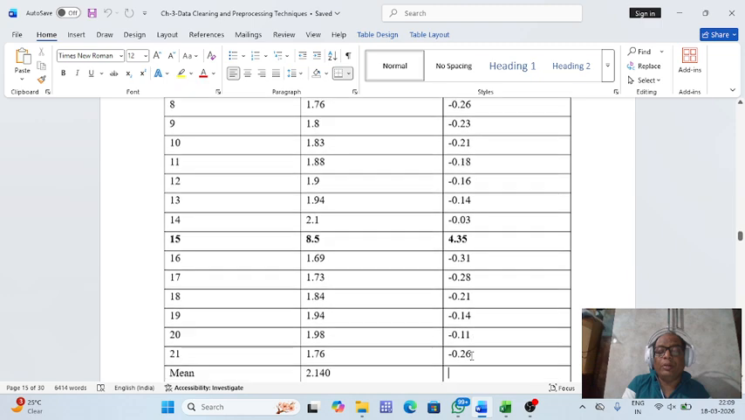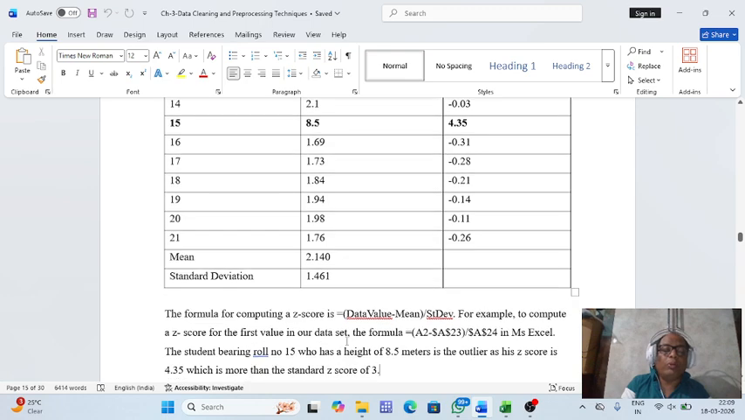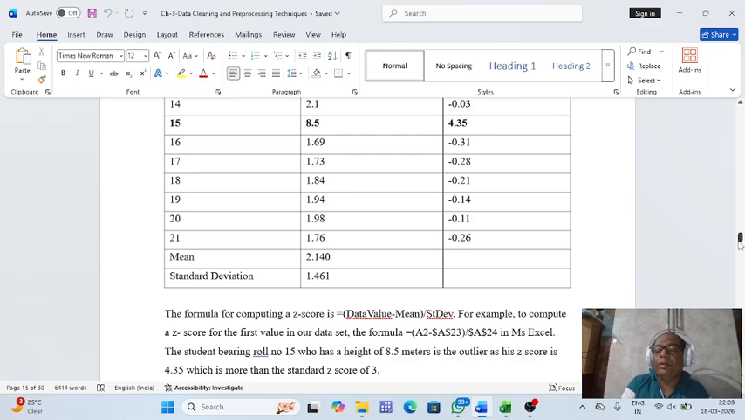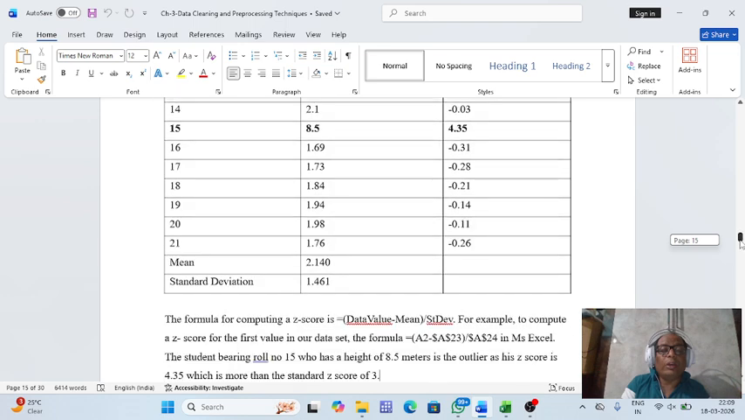What does it mean? What is the formula that we are going to apply for z score? The formula is data value minus mean divided by standard deviation. So that means we have to calculate the mean of the data set. The mean of the data set we have calculated is 2.140, and the standard deviation of this meter height is 1.461. How has it been calculated?